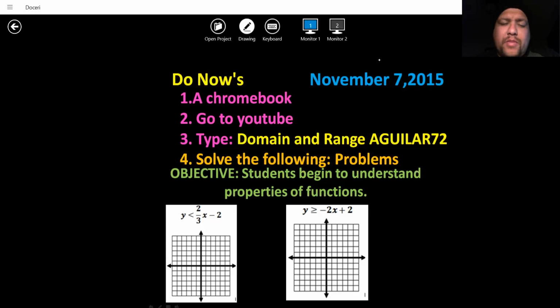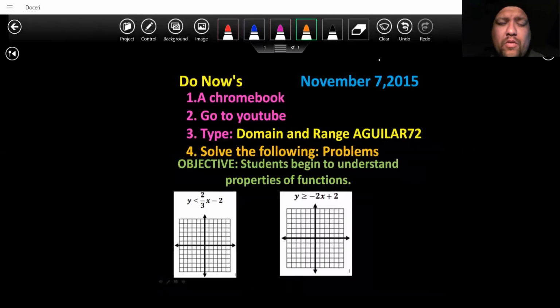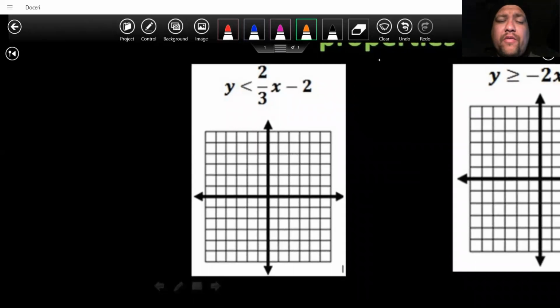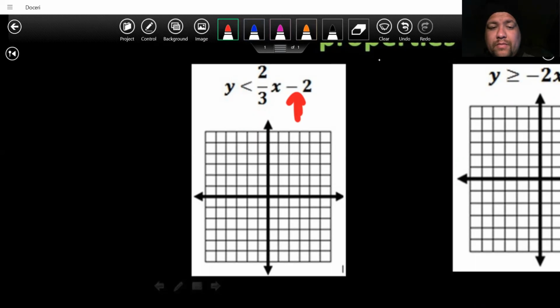What I want you guys to do is copy those down onto your do now sheets and solve them and place them in your graphs. Okay. What you want to be able to see here is the inequalities. These are both in standard slope-intercept form. We want to identify that the y-intercept is at -2, so I'm going down to -2. Then my slope is telling me to go up 2/3, which is right there.